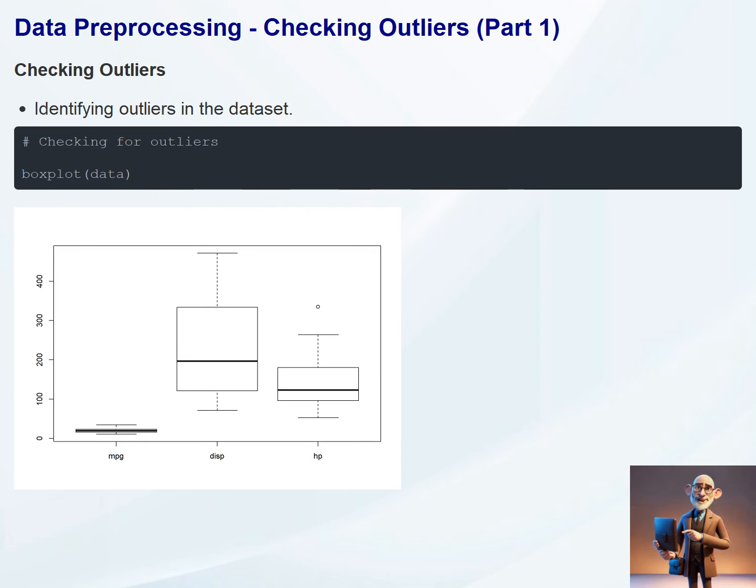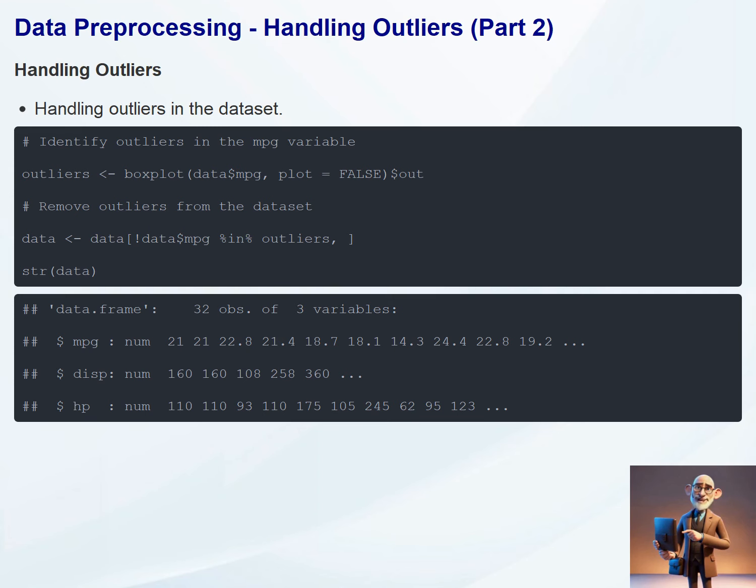Next, let's check for outliers in our data. Identifying outliers is crucial to maintaining the quality of our dataset and enhancing the performance of our model. Having identified outliers, we'll take the necessary steps to handle them. This ensures that our decision tree model is robust and less prone to the influence of extreme values.